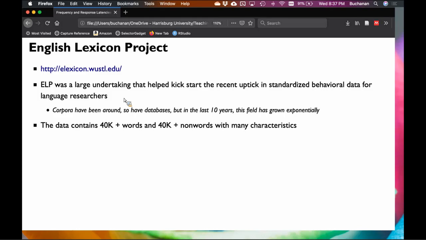So the English Lexicon Project itself has 40,000 words in it and 40,000 non-words with many characteristics. And you're probably thinking, why would we care about non-words? Well, non-words are sort of an interesting phenomenon, like understanding dyslexia. It's very helpful for thinking about non-words. How do people pronounce things? When we encounter a word we've never seen before, what happens? So non-words have some useful attributes that can help us study real reading. In that, people completed a lexical decision and a naming task.